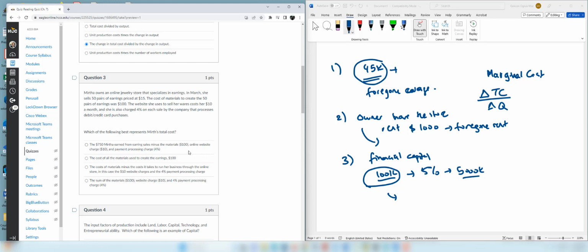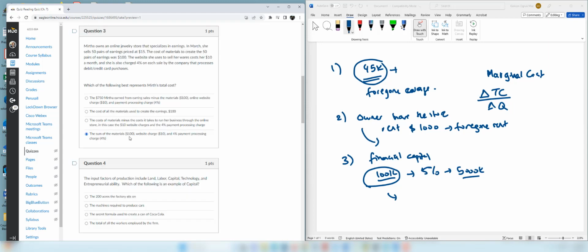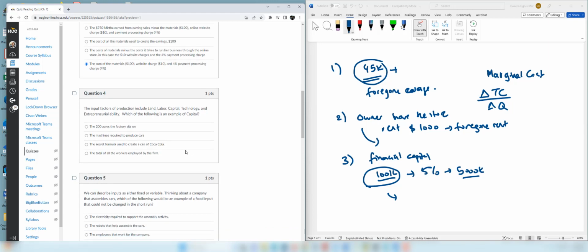And we know that first, the material that she needs to buy to produce earrings is a cost, $100. And she needs to pay $10 for the web page. Therefore, that's another cost. And also she is charged $4 on each sale by the company that processes debit card. This is another cost. So the right answer is the sum of materials $100, website charge $10, and $4 payment processing charge.